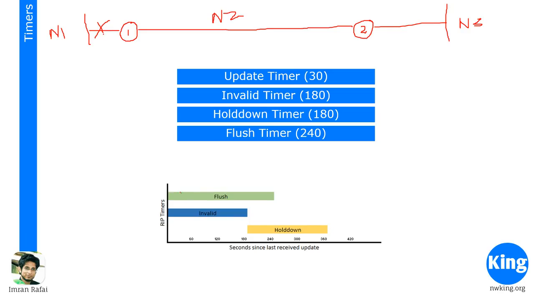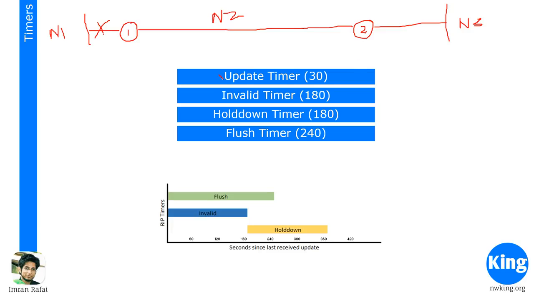But at the same time, there's another timer. From the time that invalid timer clicks on, that means from the time a new update hasn't come after the 30-second interval update is gone, a flush timer starts. When the flush timer reaches 240 seconds, automatically that network 1 is removed from network 2's routing table, right? So this is what the timers are.